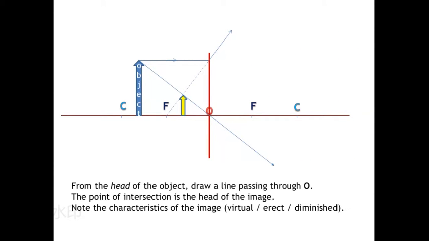From the head of the object, draw another line passing through O. The point of intersection is the head of the image. Note the characteristic of the image: virtual, erect, diminished.